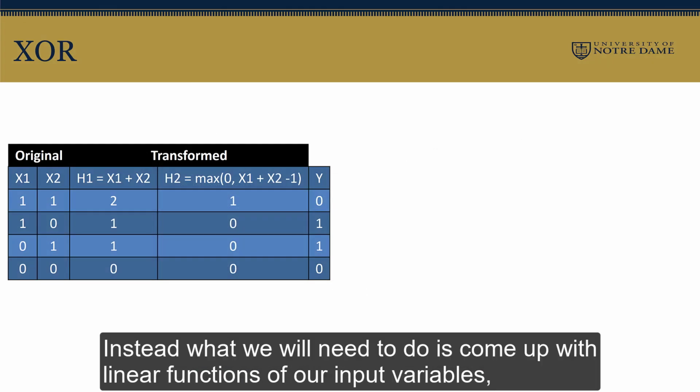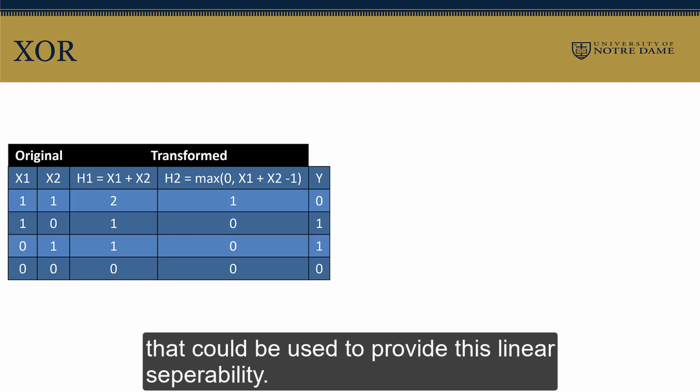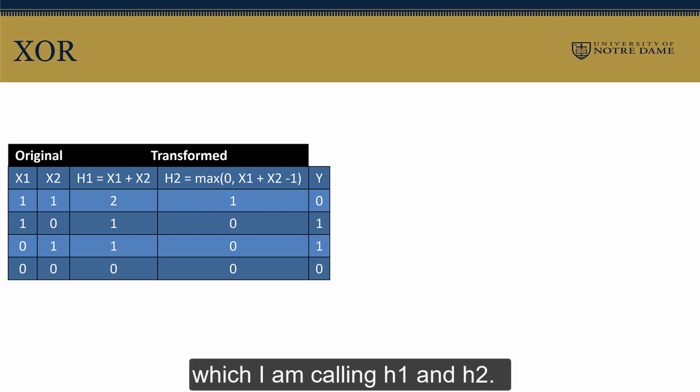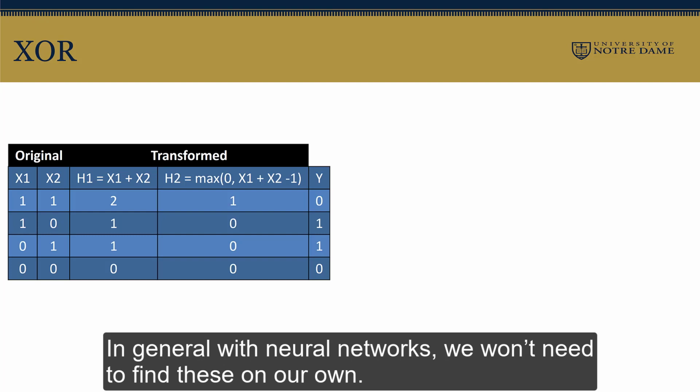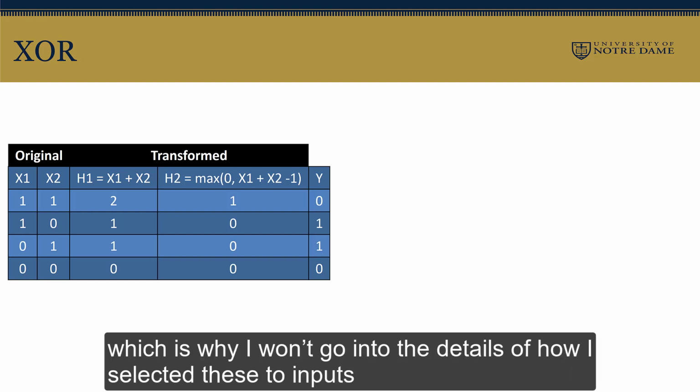Instead, what we will need to do is come up with linear functions of our input variables with potential transformations on them that provide outputs that could be used to provide this linear separability. For now, I provide these two functions of x1 and x2 on the screen, and I'm calling them h1 and h2. In general, with neural networks, we won't need to find these values on our own. Instead, the software will find the optimal values for us, which is why I won't go into the details of how I selected these two inputs.